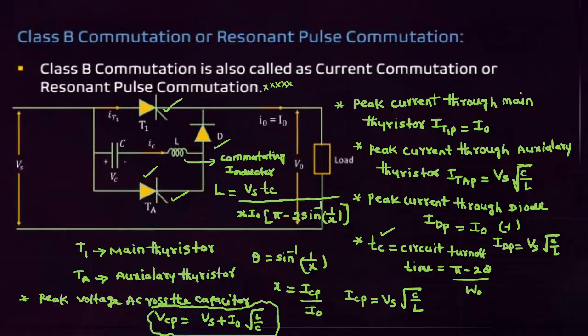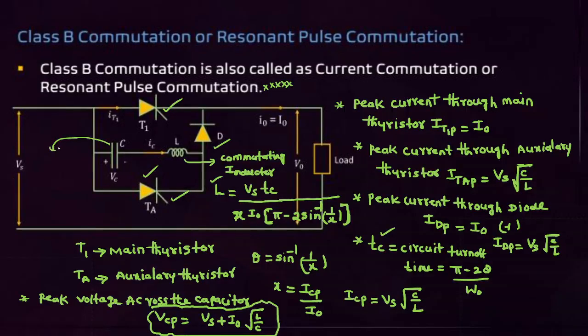This you have to calculate: x equal to ICP by a naught. Xi naught into, clearly I am writing here, xi naught into pi minus 2 into sine inverse 1 by x. This is sine inverse 1 by x, and this is multiplication. This is the design formula for the commutating inductor.